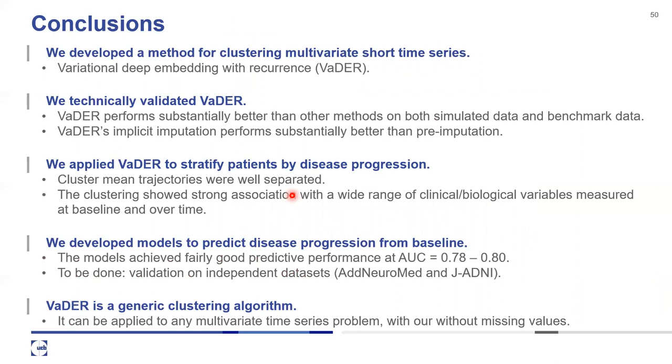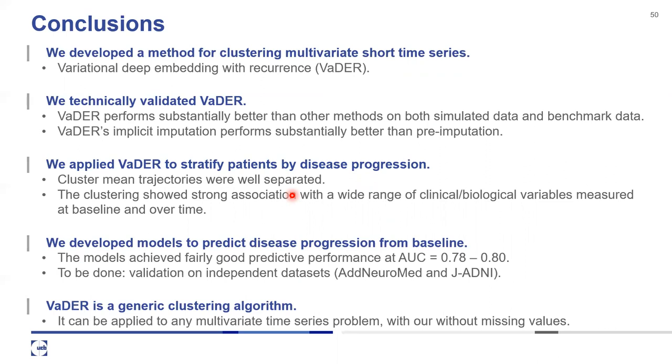And that was about what I wanted to share with you. So some conclusions. We developed a method for clustering multivariate short time series that we call variational deep embedding with recurrence, or VaDER. The next point I actually didn't show you, but I feel it's important to mention anyway. We technically validated VaDER, and we found that it performs substantially better than other methods on both simulated and benchmark data. And also that VaDER's implicit imputation performs substantially better than pre-imputation.